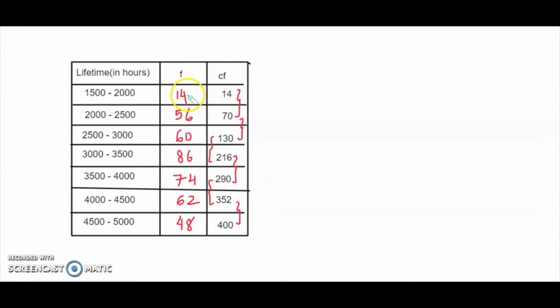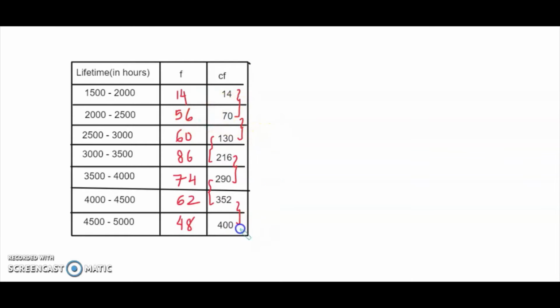Again, you can cross check by adding. 14 is 14. 14 plus 56 is 70. 60 plus 70 is 130. 86 plus 130 is 216. 74 plus 216 is 290. 62 plus 290 is 352. And 48 plus 352 is 400. So what are we doing? We are subtracting the top and the bottom CF to get the F.